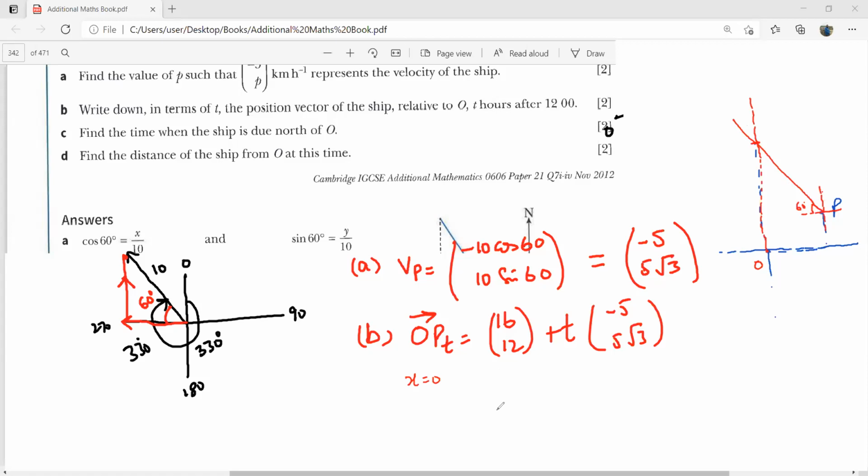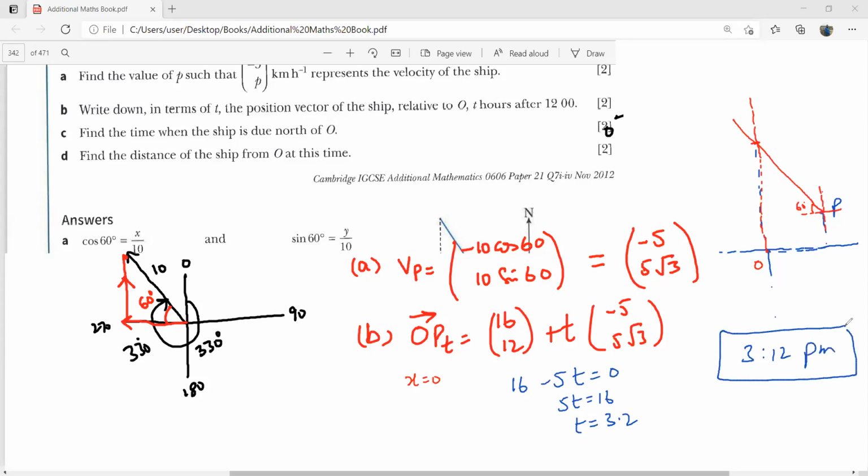So when you put your x equal to 0, bacho, 16 minus 5t would be equal to 0. So 5t equal to 16, t is equal to, I think that is 3.2. Okay. 3.2 means 3 hours and 12 minutes. So that is going to be 3:12 p.m. This will be the time when the ship will be due north of O. Okay. Got it? Bacho, quickly tell me. Yes, sir.